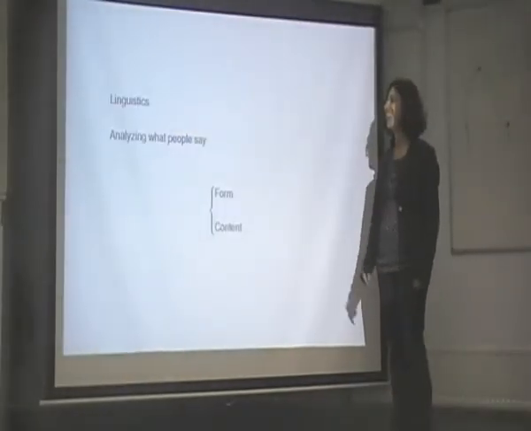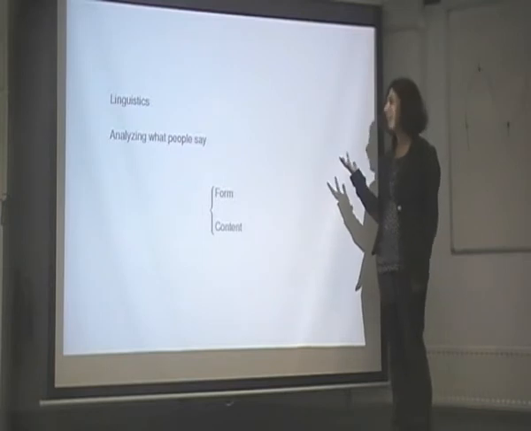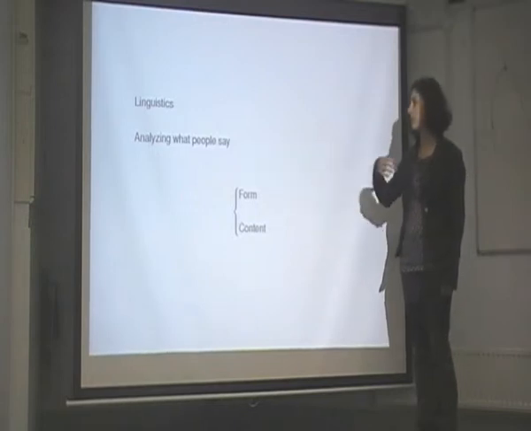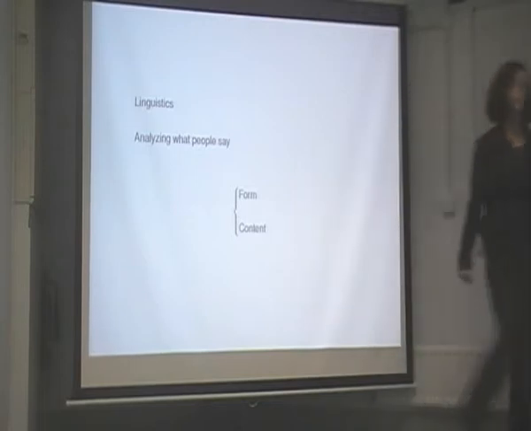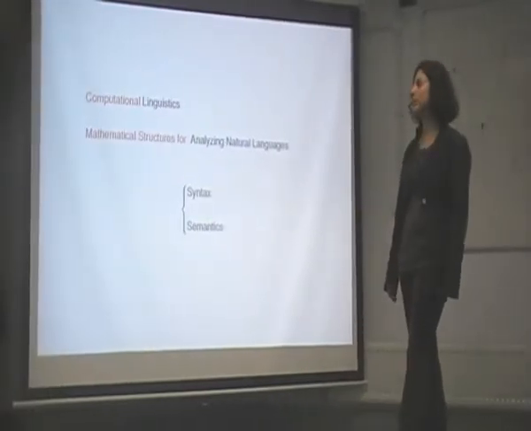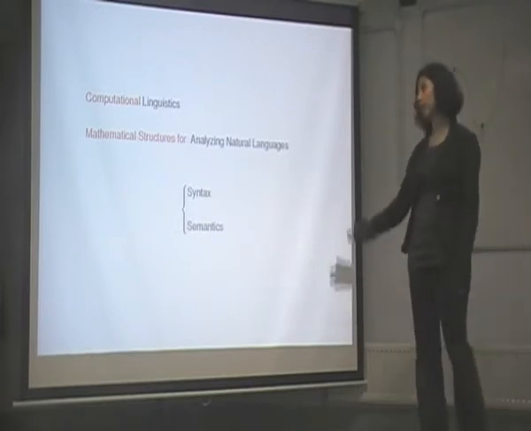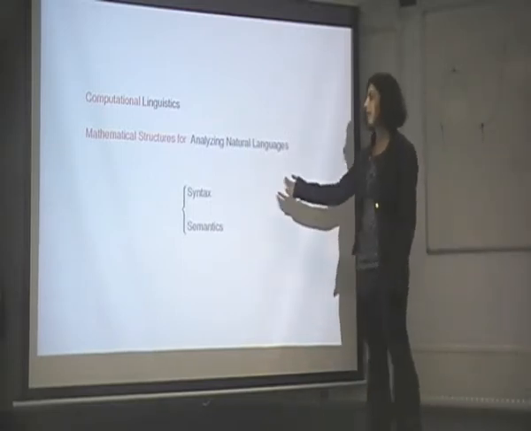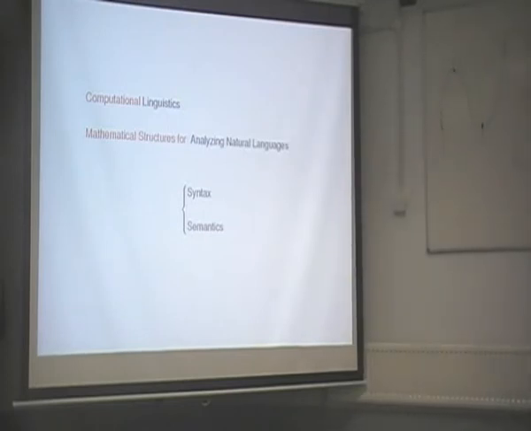So if you're a linguist, your job is to analyze what people say, and this consists of a form, patterns of speech, patterns of sound, words, and it also has a content. And then, if you're a computational linguist, you want to do the same thing, but you're also interested in the mathematical structure for analyzing what people say, and you use some fancier words, the syntax of what they say, or the semantics of what they say. The syntax and the meaning of what they say.